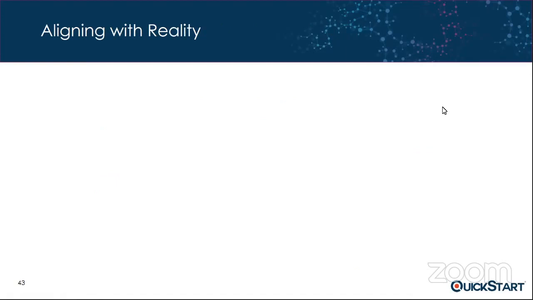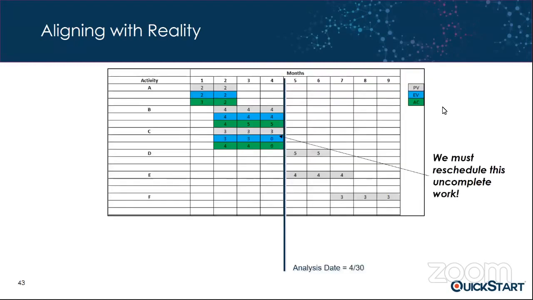We've completed our analysis. We know the state or health of our project: behind schedule and over budget. But what we need to do now, it's not enough. We need to align our project with reality, because if you remember, there's some work that was left in month number 4, for this activity C, that we didn't complete. There's still work that's incomplete. And so what we need to do is reschedule this incomplete work.